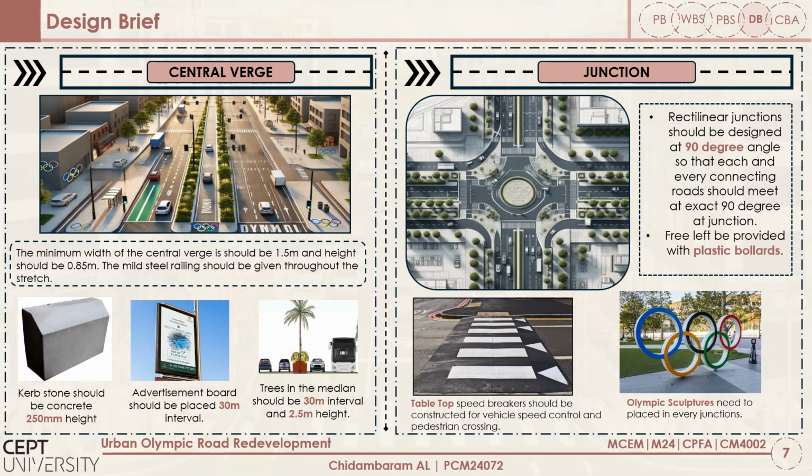Free left should be provided with the plastic bollards. Traffic signals should be designed for each and every junction with direction boards. The volume sculpture should be precast and placed in junction without disturbing the visibility of traffic signal to road users, with a height not more than 2.5 meters.